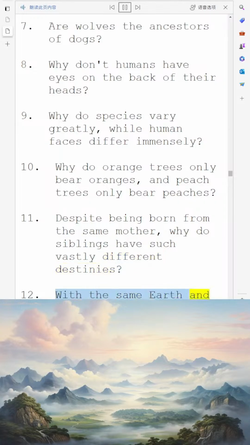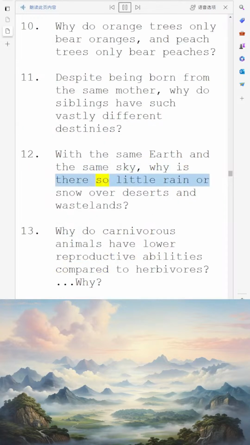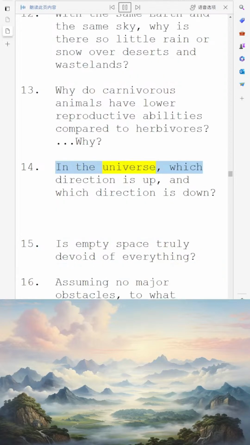With the same earth and the same sky, why is there so little rain or snow over deserts and wastelands? Why do carnivorous animals have lower reproductive abilities compared to herbivores? Why? In the universe, which direction is up and which direction is down? Is empty space truly devoid of everything?